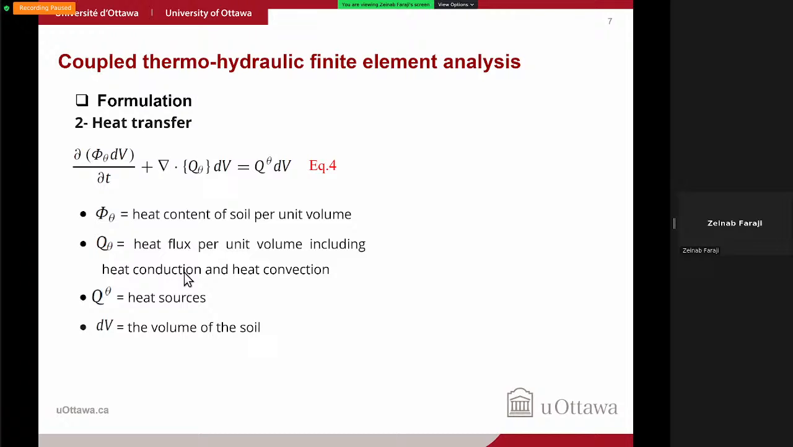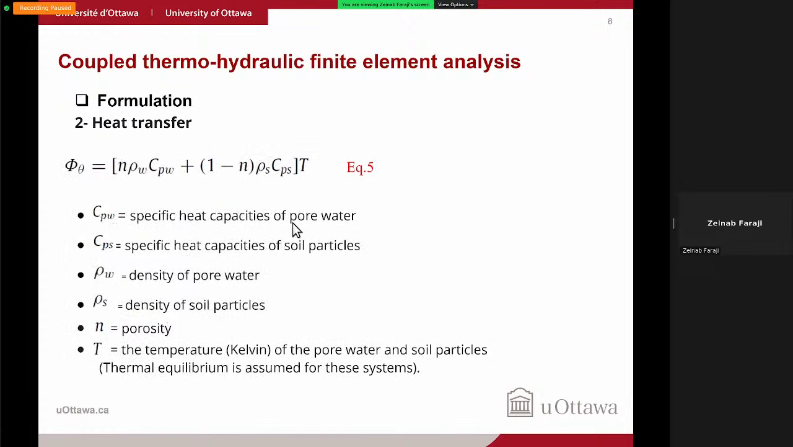In this equation, phi_theta is the heat content of soil per volume, and q_theta is the heat flux per unit volume, which is the sum of both conduction and convection. We also have to calculate the heat source, and dV is the volume of the soil. For the heat source, we can use equation number 5, which assumes heat sources in both the water and the soil part.